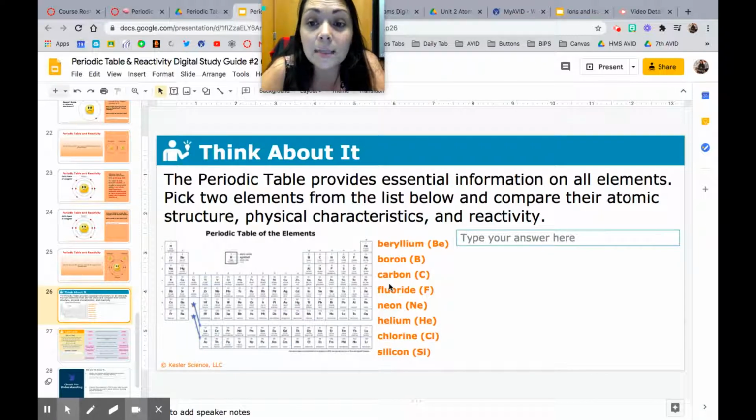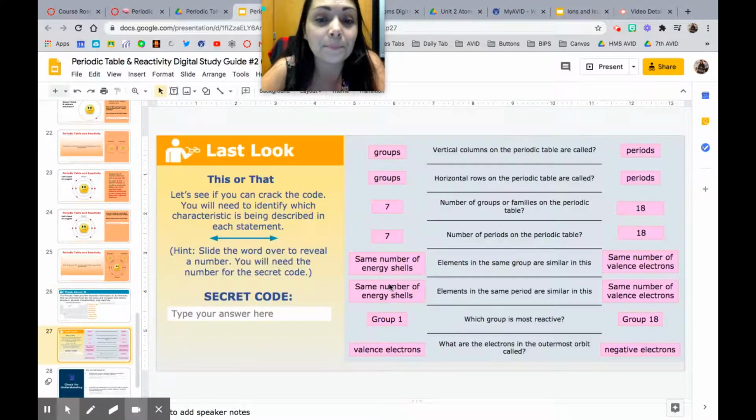So the periodic table provides essential information on elements. Pick 2 elements and compare their atomic structure. So pick 2 elements. Tell me everything you know about both of them.